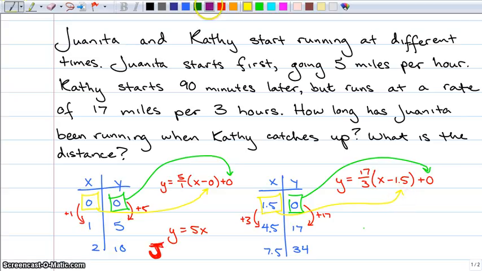When you multiply this out, and I'm going to go ahead and turn it into a fraction at the same time, just because I like fractions a little bit better than I like decimals, you might end up with an equation for Kathy. And Kathy's equation says y equals 17 over 3 x minus 51 over 6. Now, if you're somebody who noticed that 51 over 6 can also be reduced, good for you. If you go ahead and reduce that, it turns into 17 over 2.